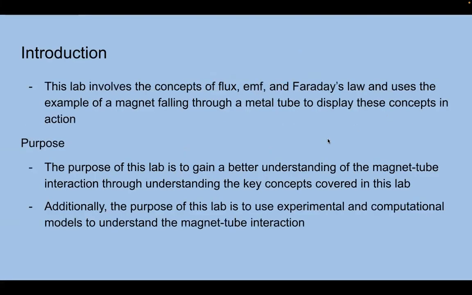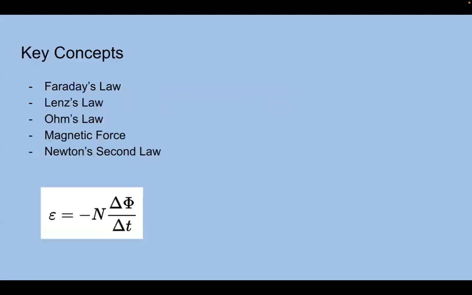So for the introduction, the lab involves the concepts of flux, EMF, and Faraday's law, and a couple other things, and uses the example of a magnet falling through a metal tube to display these concepts. The purpose of this lab is to gain a better understanding of what's going on when the magnet takes a long time to fall through the tube, and we use computational and experimental models to understand this interaction.